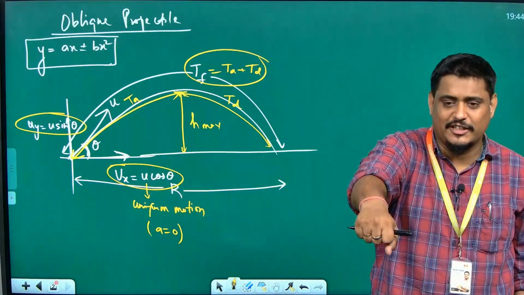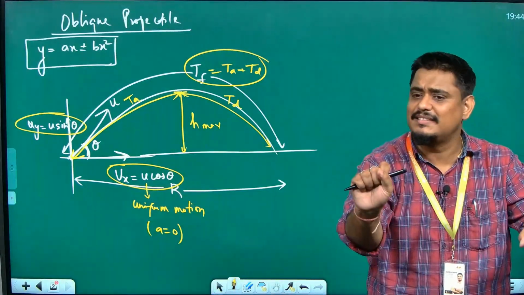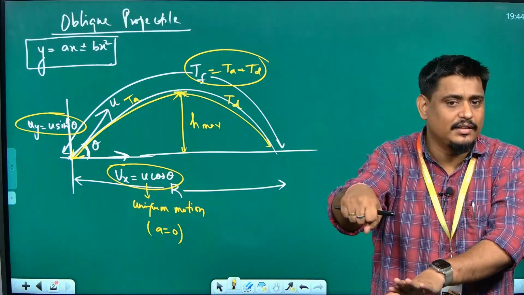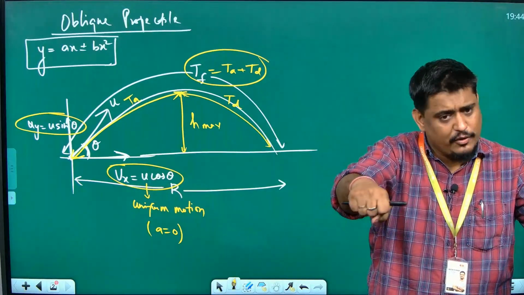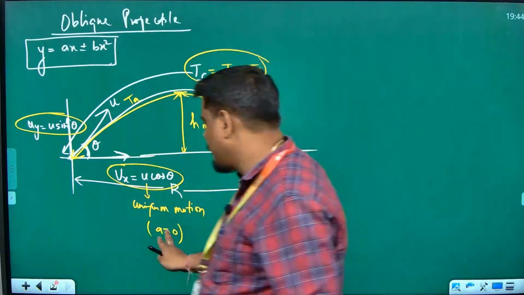You have to hold the accelerator like this, isn't it? If you are driving a bike and you want to maintain a constant speed, you cannot do this, neither can you put the brake. Wherever you are holding, you have to keep holding in the same position. No acceleration should be given, right? So, acceleration will become 0.